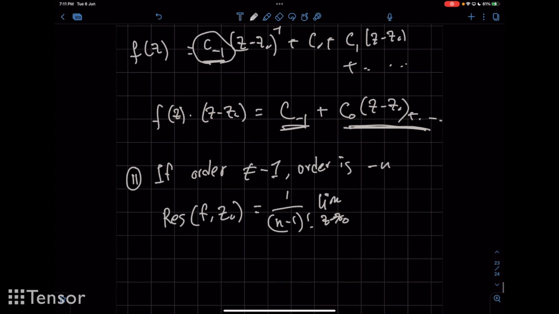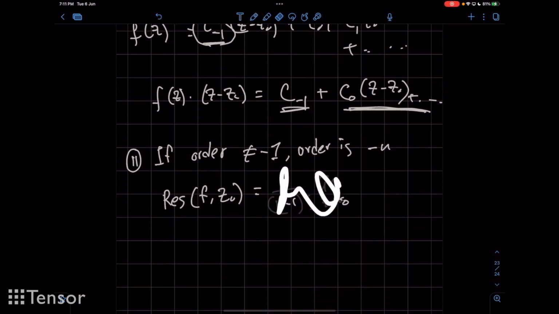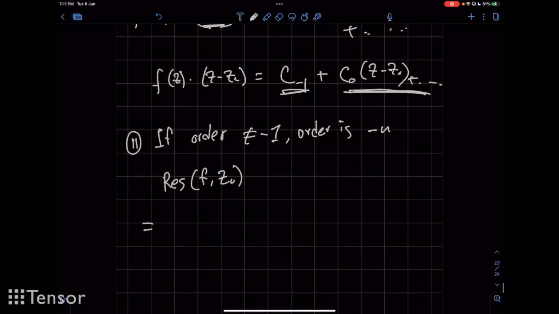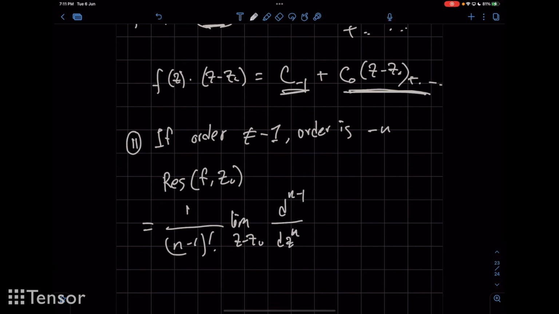Well, this is a very long equation, so it's better if I write it in the next line, I guess. So, 1 over (n minus 1) factorial, the limit as z goes to z naught, the (n minus 1)th derivative of the function that is (z minus z naught) to the power n times f of z. So this is the formula for calculating residues when the pole is not a simple pole.